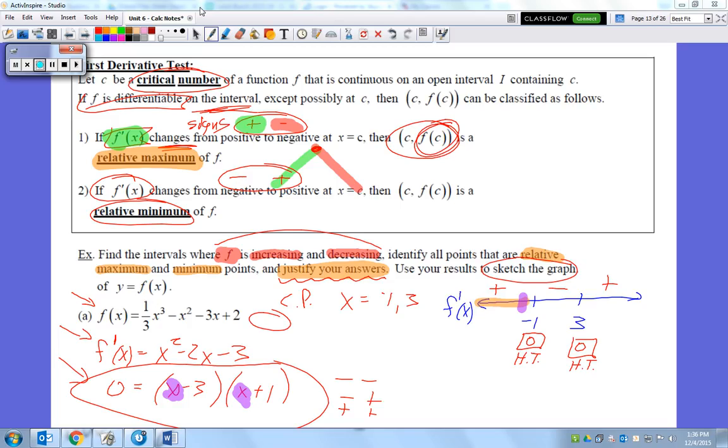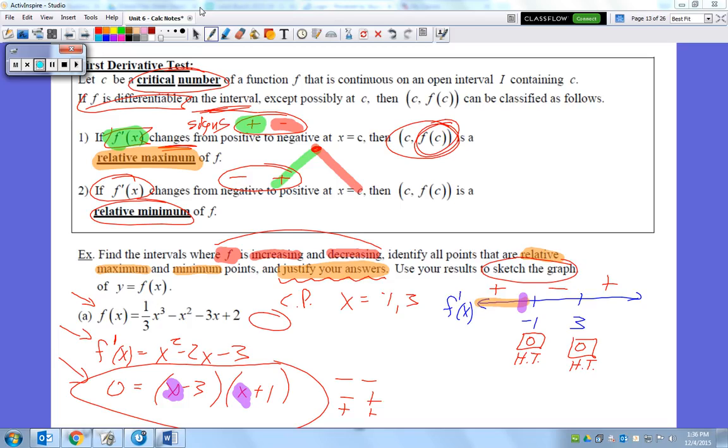A horizontal tangent could occur at a vertical tangent. False. The vertical tangent slope is what? Undefined. A horizontal tangent slope is what? 0. But they both are critical points. True or false? True. Okay?